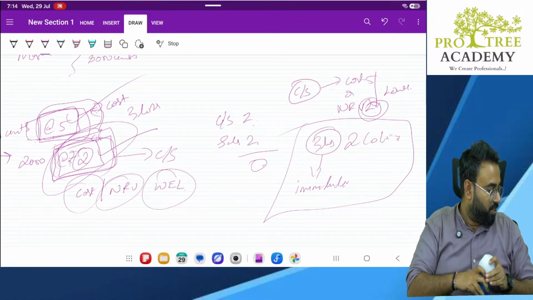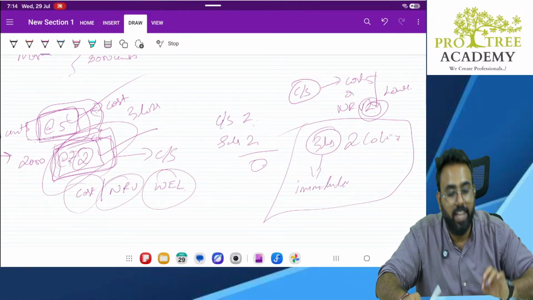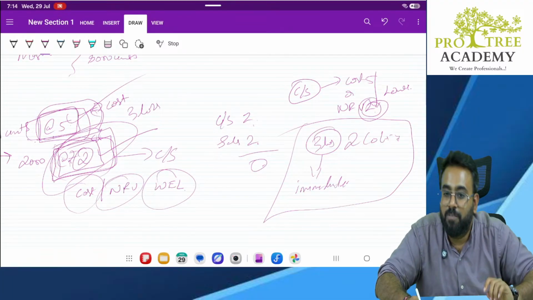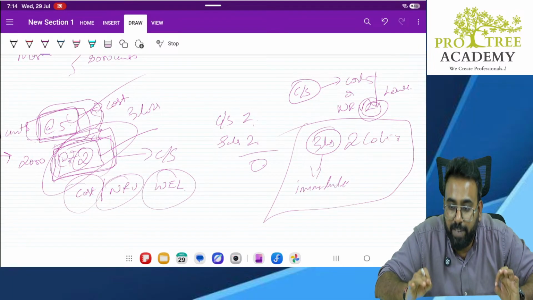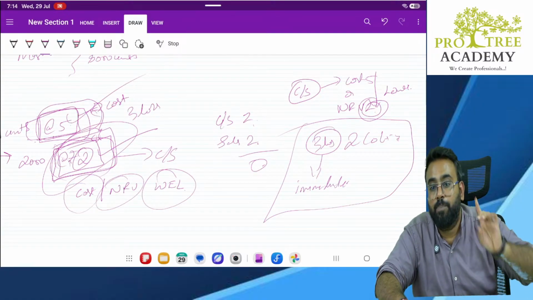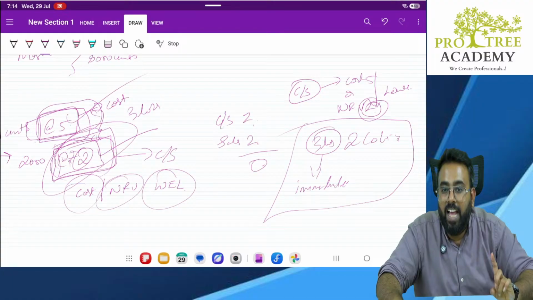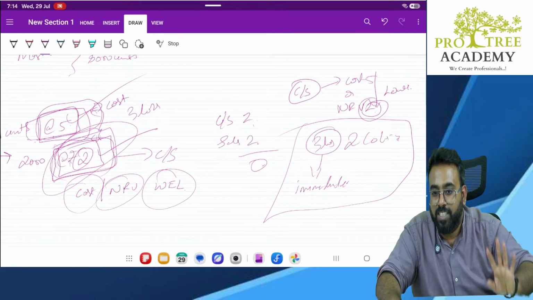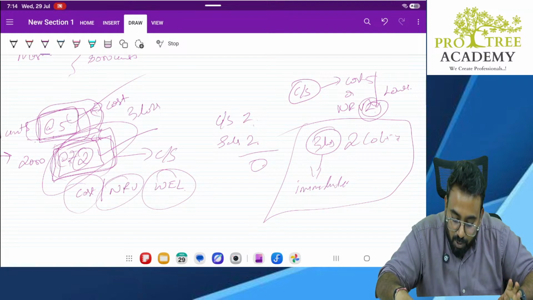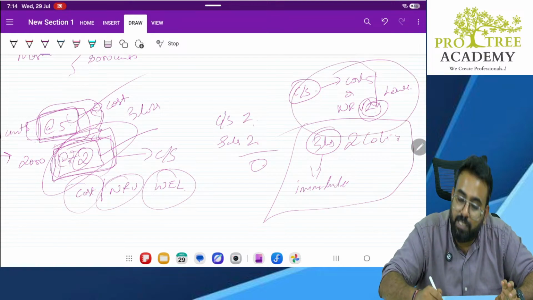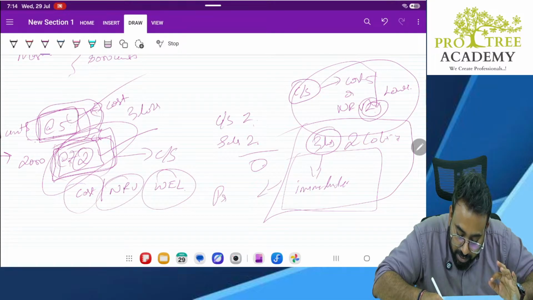Excellent. One student is telling prudence, sir. Prudence. Very good. Prudence is the concept which says recognize the losses immediately. Don't anticipate and recognize any income. What prudence says? Anticipate and recognize any losses immediately, but don't anticipate any income. So my loss is already anticipated, so I will recognize it immediately following prudence.